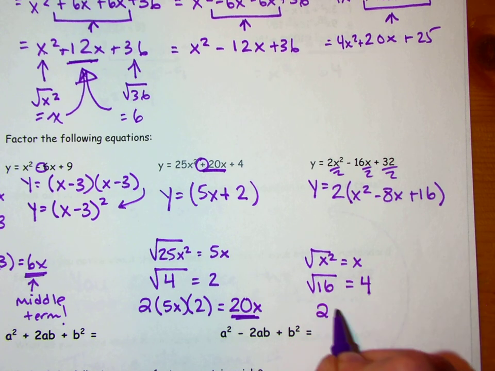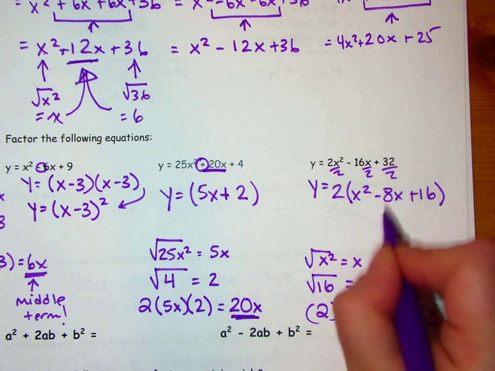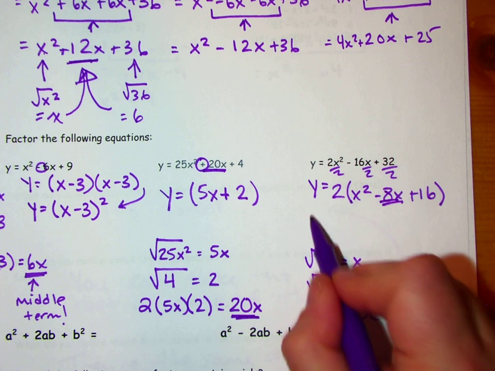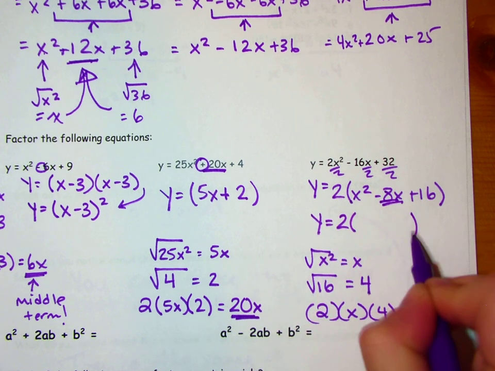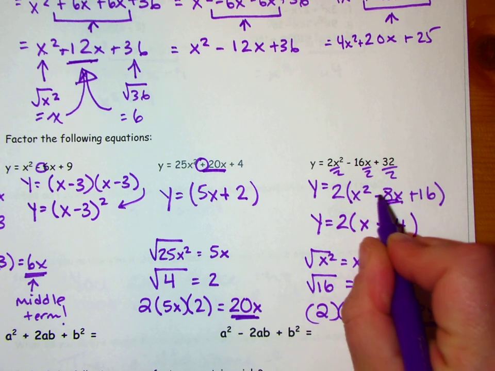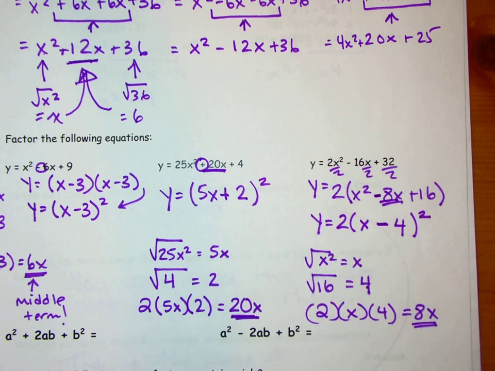And if I go 2 times x times 4, that indeed gives me that middle term right here. Okay? So that means I can write it out in factored form. I'm going to have x from here, 4 from here, minus, because it's minus here, and then it's squared. So I forgot to put a little squared on that one back there too.